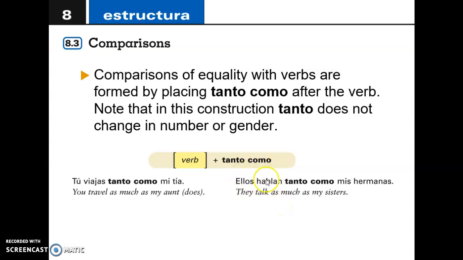Okay? And the conjugations will stay just the way that we know so far. What about I study as much as you do? Yo estudio tanto como tú. So we are going to have the noun, the subject, we're going to have the verb, and then this expression tanto como. Okay? To provide an idea of something I do just the way that you do it, or she does it, or he does it, right? Because we're talking about comparisons of equality.